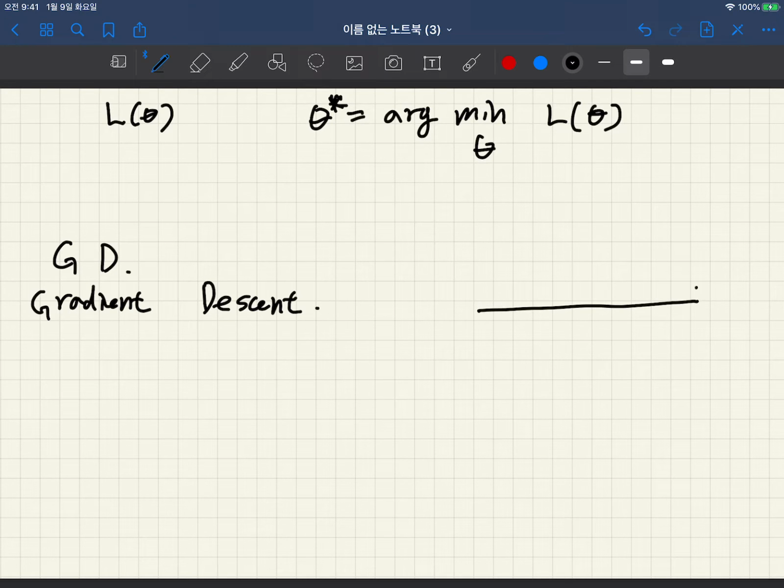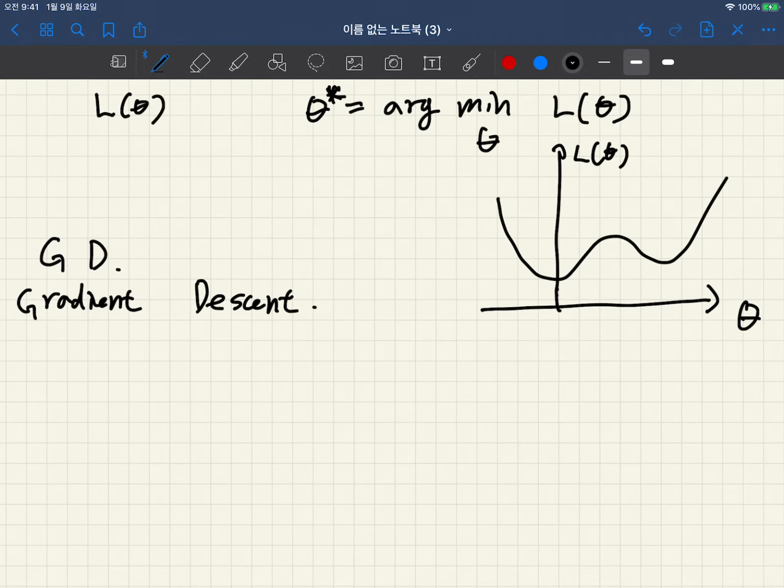Let's say the dimension of theta is 1, so there is only a single input predictor or input variable. And this is the loss function shape. So this is a non-convex function. By the way, the definitions of convex and non-convex you can easily find from Google, so I'll not cover such a simple thing here. All right, so this is a non-convex function, and there are two local minima.